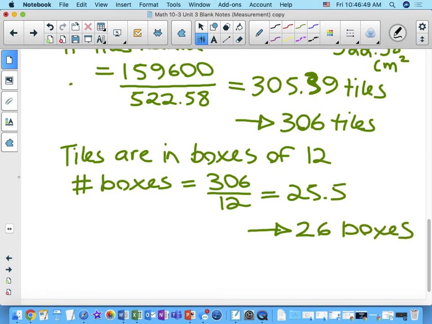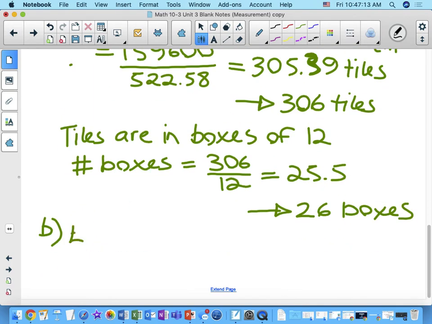Okay, that is all part A. That's a lot of work. In part B, this is the maybe more simple step, we just want to know the cost of this, okay? Each box is 18 something. How much is each box?